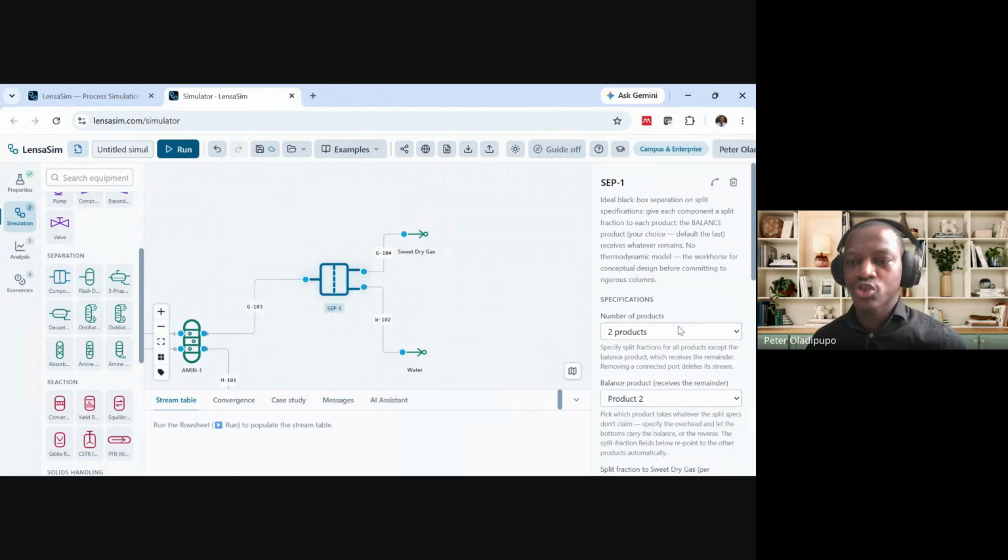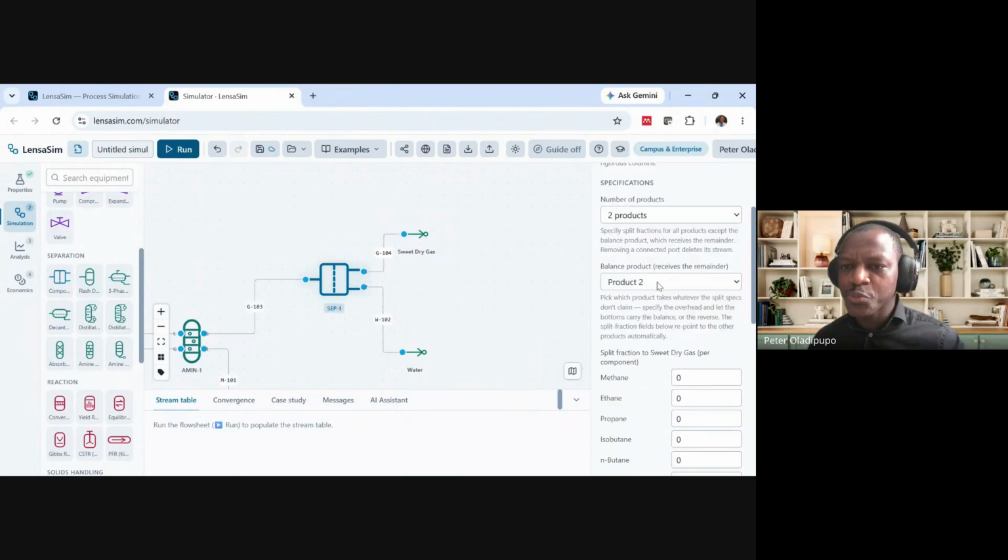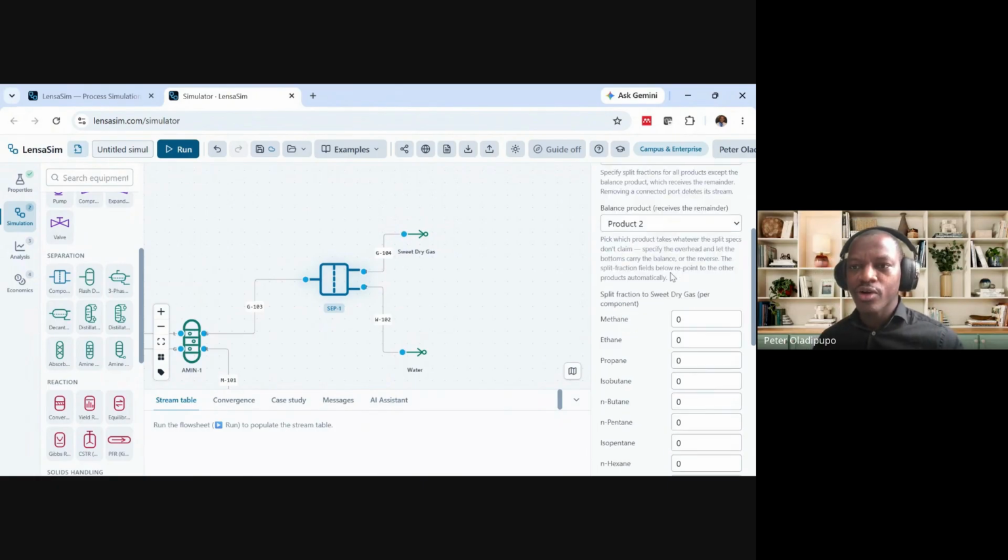Okay, so two product streams. Now balance, then we have to specify balance products. Which product stream receives the remainder? You have to specify which of these product streams: the first one, the sweet gas, or the second one, water vapor.